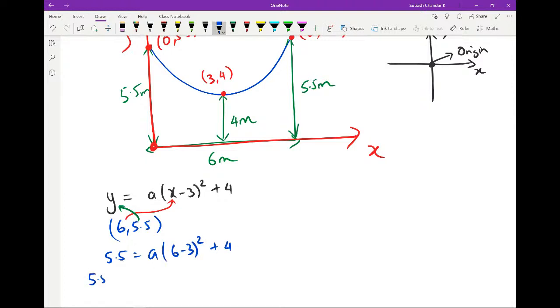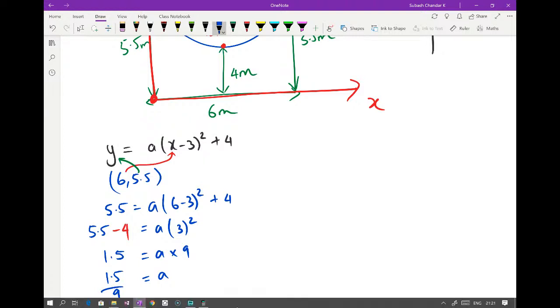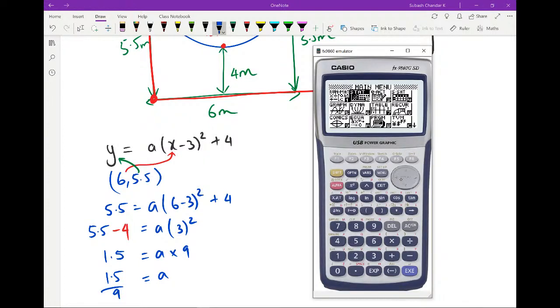Rearrange it. So I got 5.5 take away 4 equals a times 3 squared. Now 3 squared is 9, so a times 9. And 5.5 minus 4 is 1.5. So a is equal to 1.5 divided by 9. So I don't just go 1.5 divided by 9. Just make sure you click on F to D, because what that does is it converts the decimal into a fraction, which is 1/6.